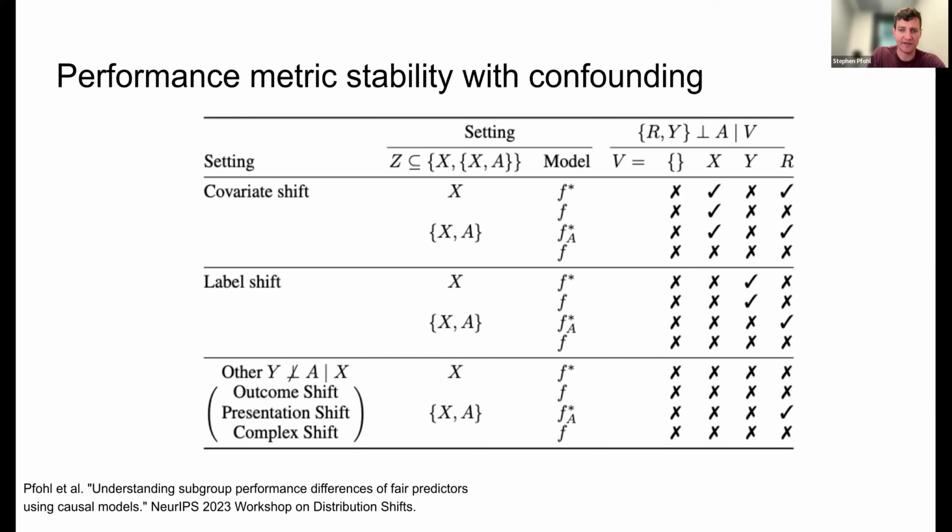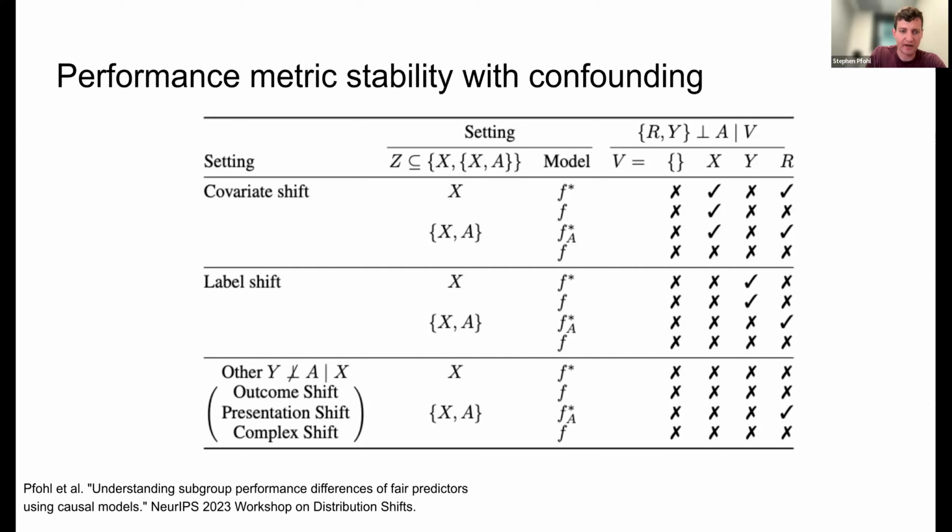So in the table, these check marks correspond to cases where a particular variable set is sufficient to control for any difference in a performance metric across subgroups for each of the causal graphs and for different assumptions of the model. And that's assumptions on whether the model is optimal or whether it's arbitrary and whether it's subgroup aware or not. And so while there's a lot here, I'll draw your attention to a few key points.